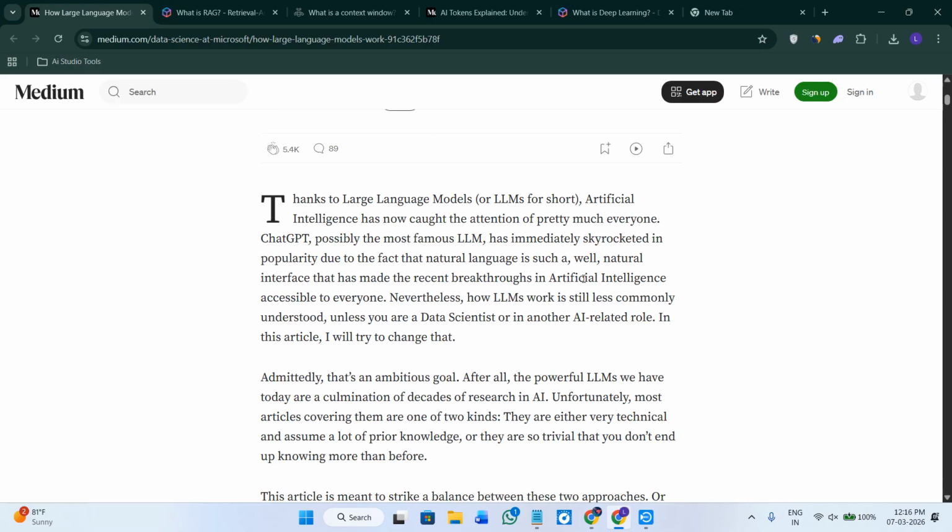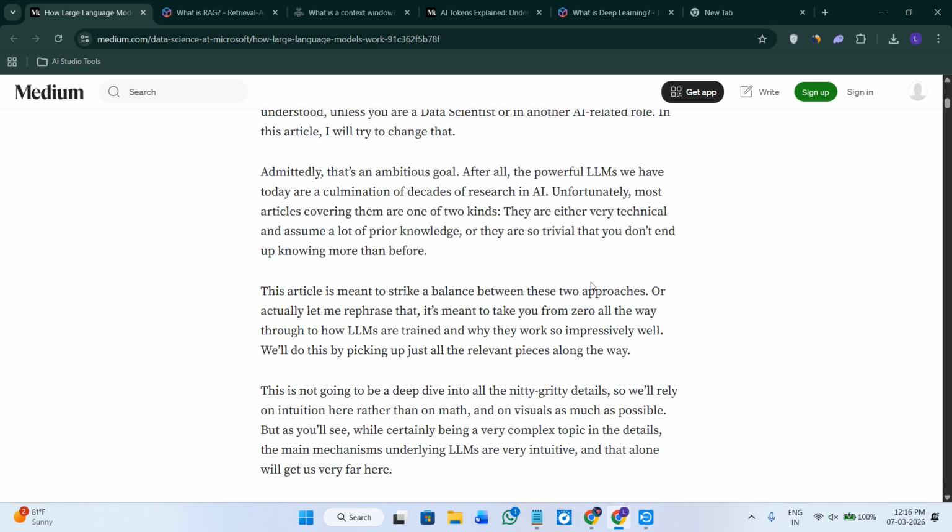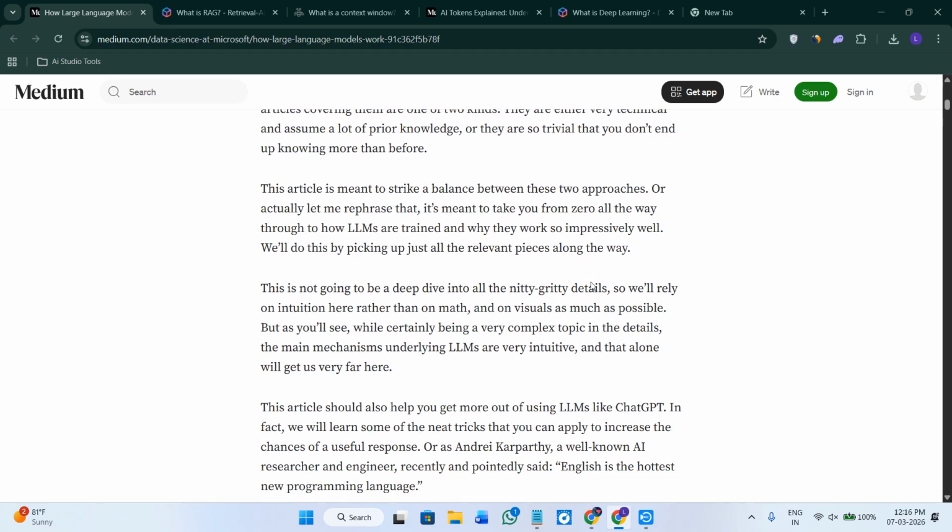LLMs also use something called attention mechanisms. This allows the model to focus on the most important parts of a sentence when generating a response. It helps the AI understand the context instead of treating every word equally.